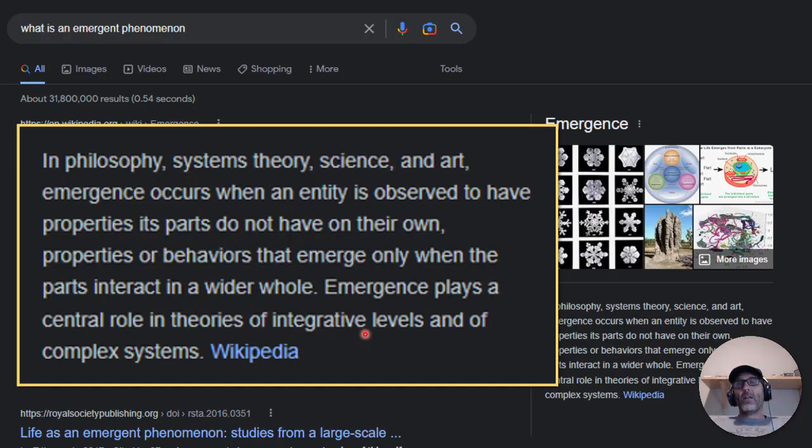Remember this. So what does emergent mean, right? If something's an emergent phenomenon, in practically all scientific fields, philosophy, systems theory, science, art, emergence occurs when an entity is observed to have properties its parts do not have on their own. Properties or behaviors that emerge only when the parts interact in a wider whole.